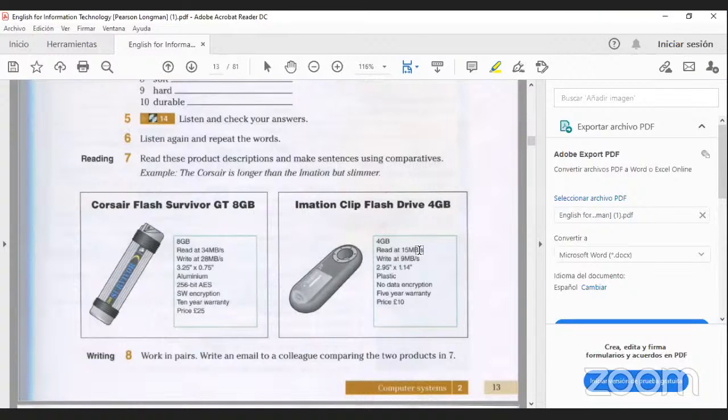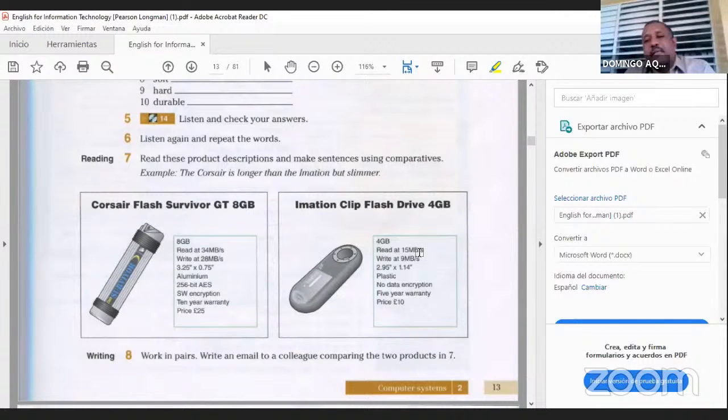Faster. 30 megabyte per second, faster. Exactly, faster. That is the adjective. We can say that the Corsair is faster than the immersion clip flash drive. Okay, let's continue.